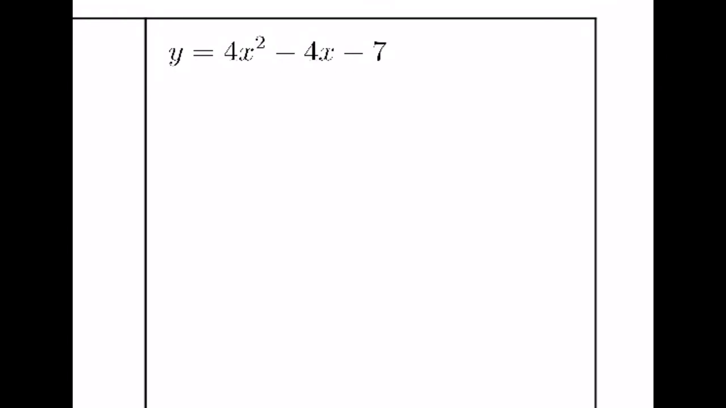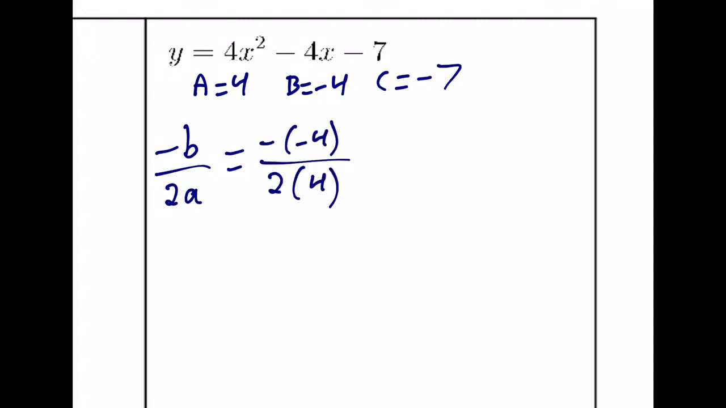On the far right, we see no sets of parentheses. That's a clue we're looking at standard form. First thing we'll do is identify a, b, and c. A is equal to 4, b is equal to -4, and c is equal to -7. We're going to use the formula -b divided by 2a. Remember that we're taking the negative of a negative number, so it turns out to be a +4 on top. And if we simplify this fraction 4/8, we get 1/2 for our x-coordinate.